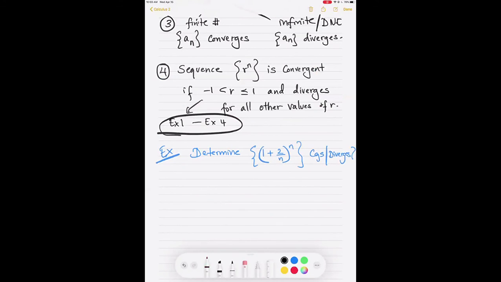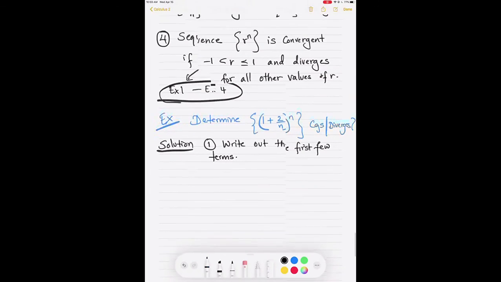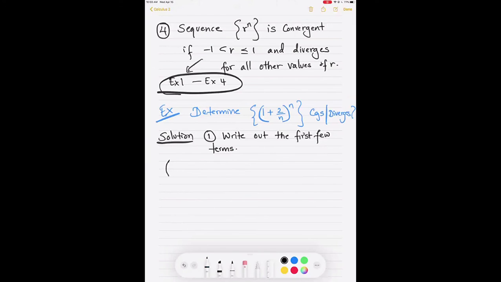I'm going to write a solution to this one. For this entire chapter 11, whenever you see a sequence or series, number one, you're going to write out the first few terms. I want you to get a feel for that sequence. So here we go. The first term is 1 over, the second is 1 over 2 squared, 1 plus 2 over 3 cubed, and so on and so forth.